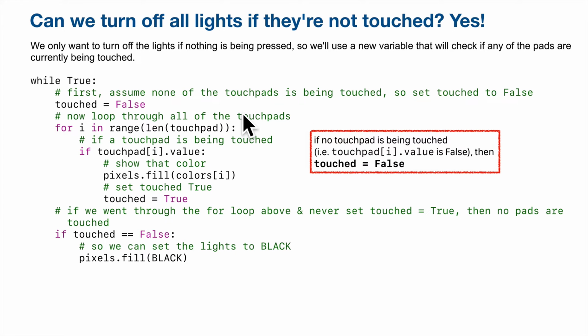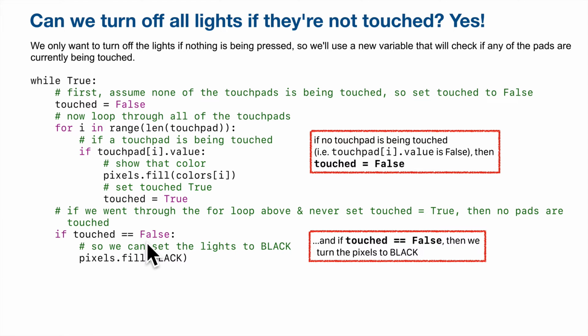However, as soon as we go through all 7 of the touchpads and none of them has been touched, because again, remember, we go through this while true constantly, and after we've checked all 7, then we check to see if we should turn things black. If not, we'll go back up here and go through all 7 again. And if nothing is being touched at that point, since we reset touched to false and we have never gotten inside this portion of the if statement, when we get down here, touched is going to be equal to false. So in that case, we will set all of the pixels to black and turn off our CPX.